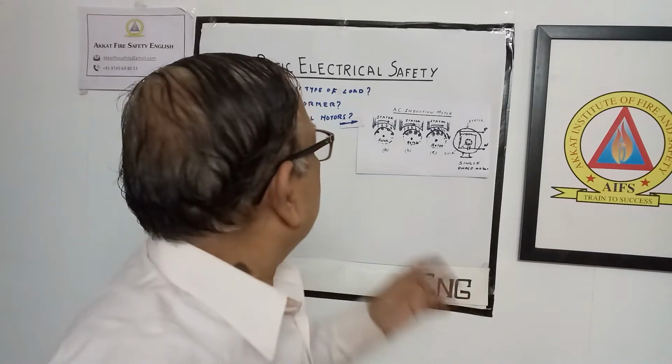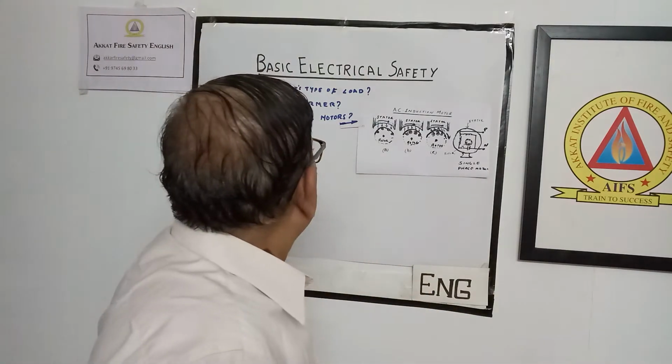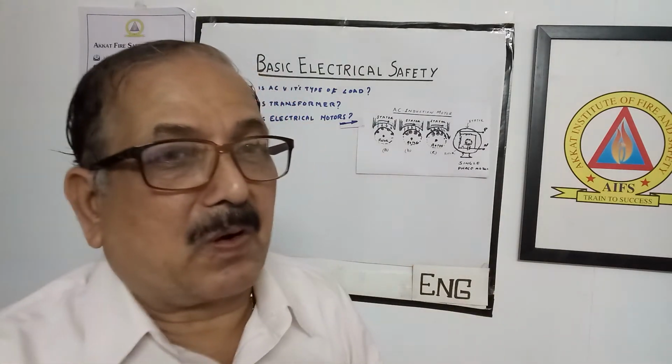In the last class I discussed what is a transformer in the electrical system, how it works, and what are the different types of transformers. This is just a basic idea I have given. So today we will be discussing a new subject: what are electrical motors? There are so many types of electrical motors, so we will have a brief discussion and understand what they are.